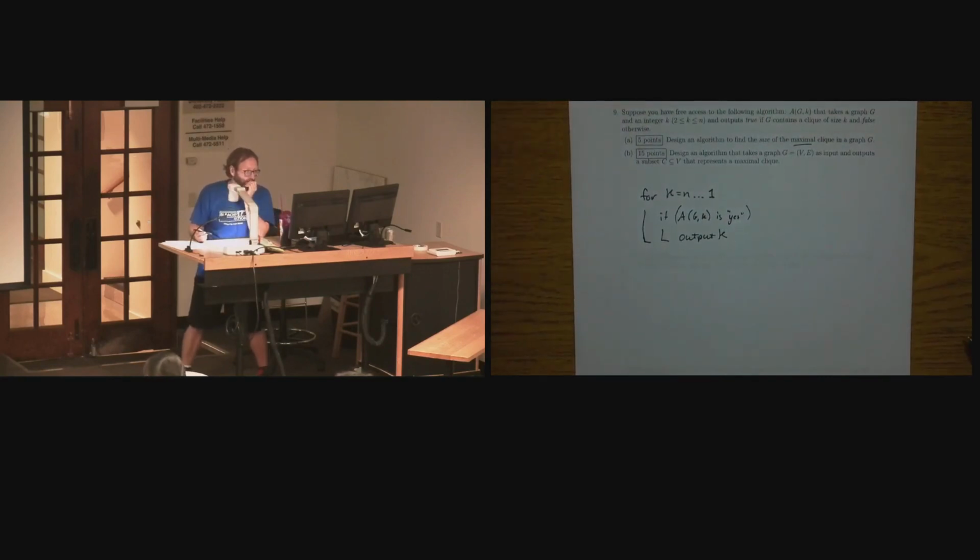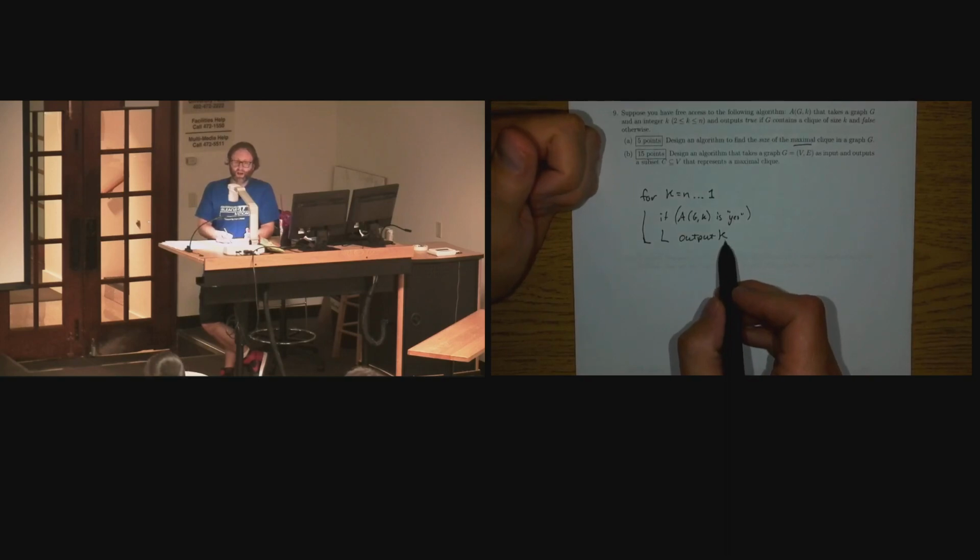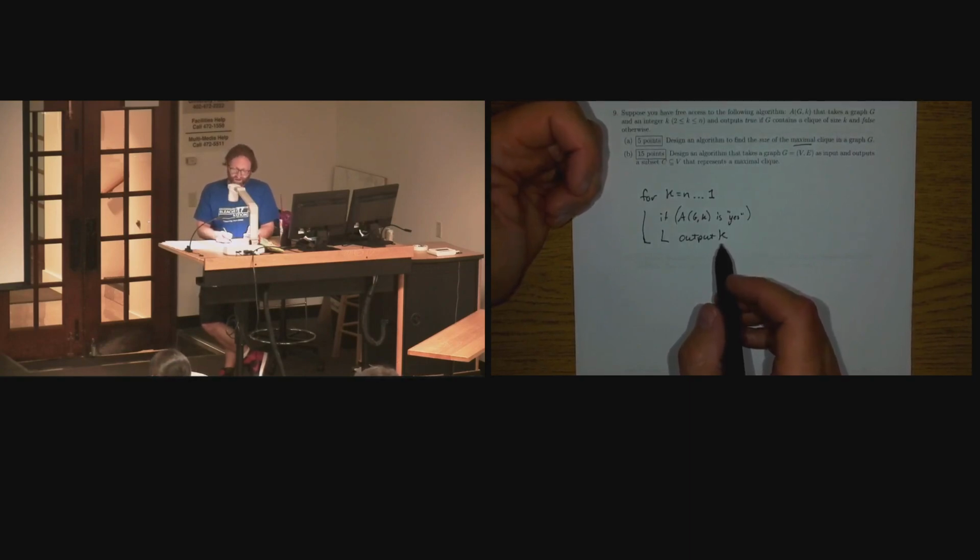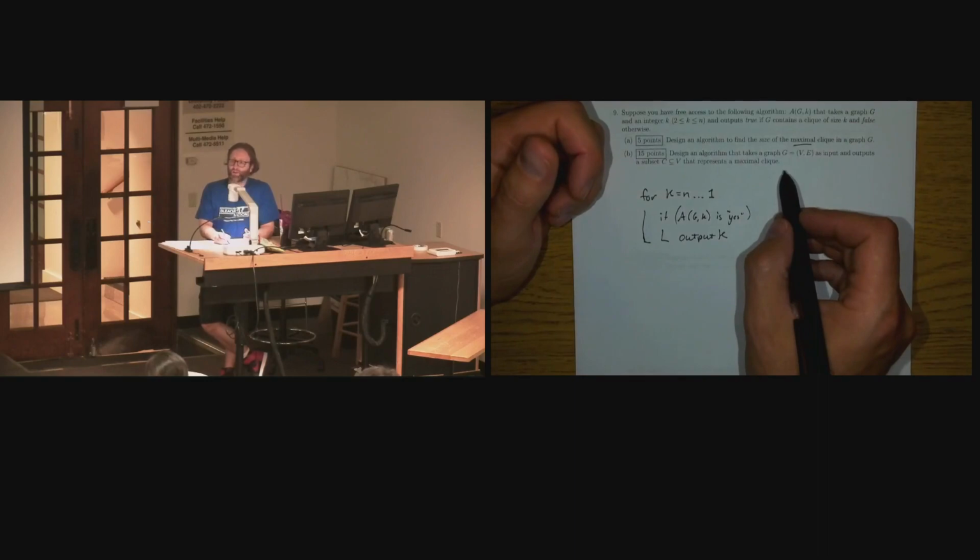Design an algorithm that takes a graph G as input and outputs a subset that represents the maximal clique. Okay. This is similar to something that you're doing right now. I think that for an exam, all we were thinking about was, once you've got K, you can output all subsets of size K, which is technically going to be order n to the K, right? And we didn't ask you to find an efficient algorithm here.